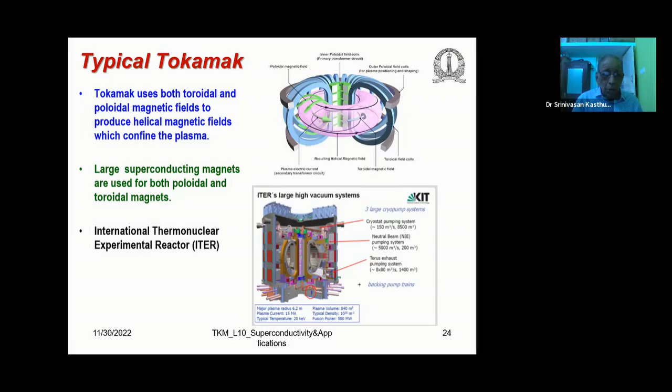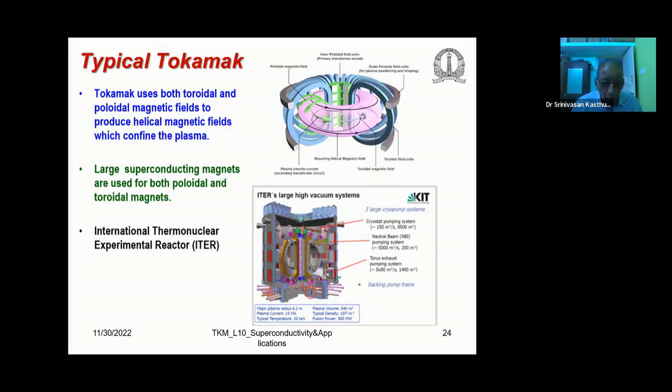Large superconducting magnets are used in this case, and they try to create both the poloidal magnetic field and the toroidal magnetic field. Poloidal is the field which is on the top, this one. This is your poloidal field, and the toroidal field is in the form of a D-shaped arrangement.